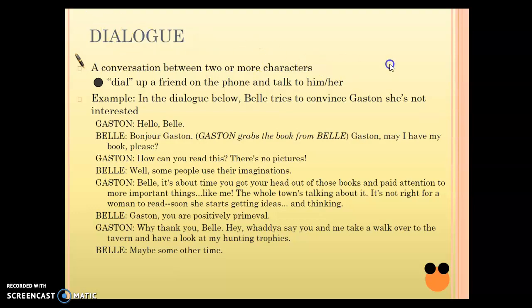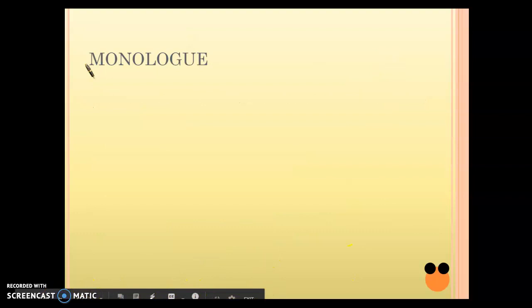This is a conversation between two characters. This is dialogue. A monologue, on the other hand, is an uninterrupted speech given by one character.